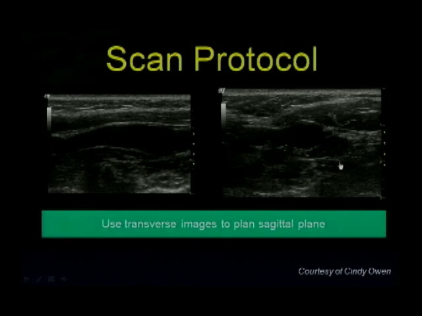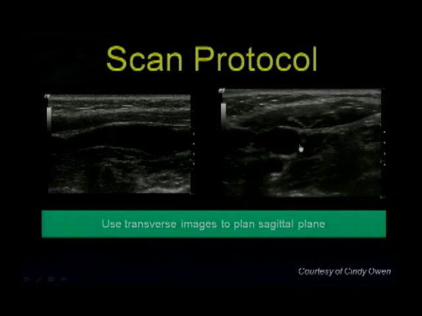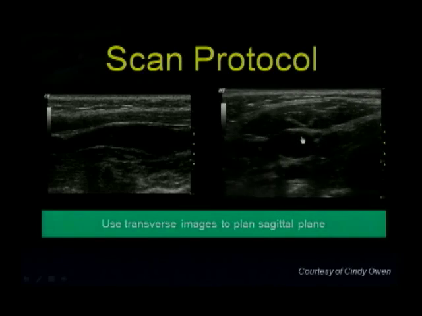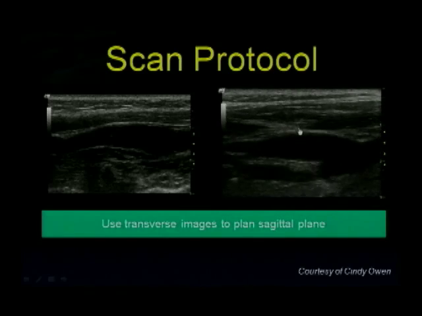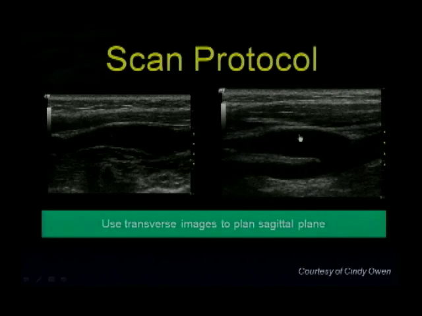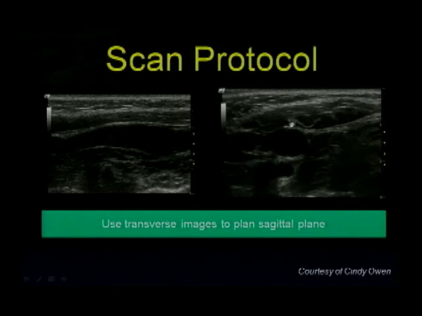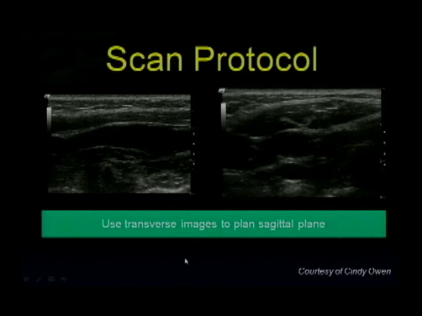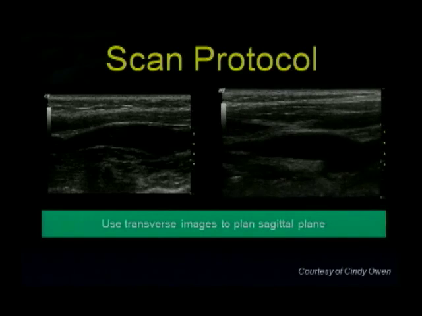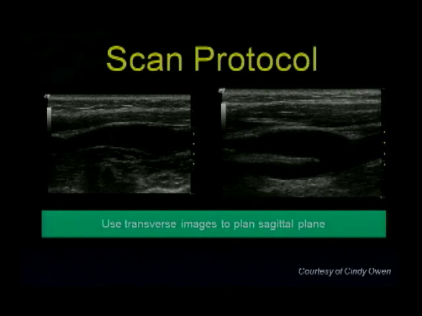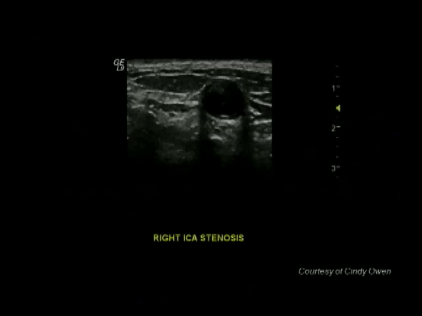Here in this video clip on the right, you can see that although the internal and the external carotid artery are not aligned, quick transition and adjustment of the transducer so that one vessel is aligned above the other will allow you to get that nice tuning fork image that everyone likes to see. So I think it's optimal to use your transverse image to plan your sagittal plane and again get a very nice preview of the carotid artery study.